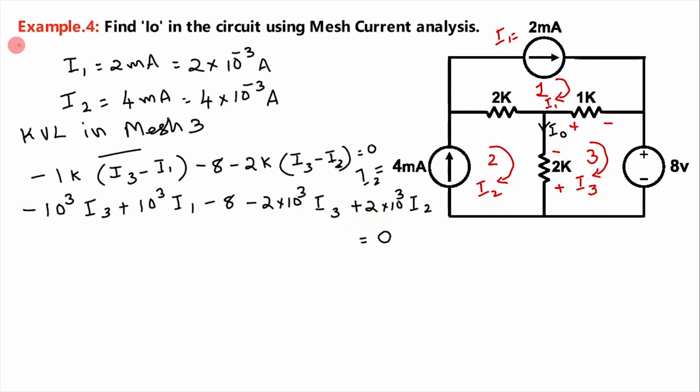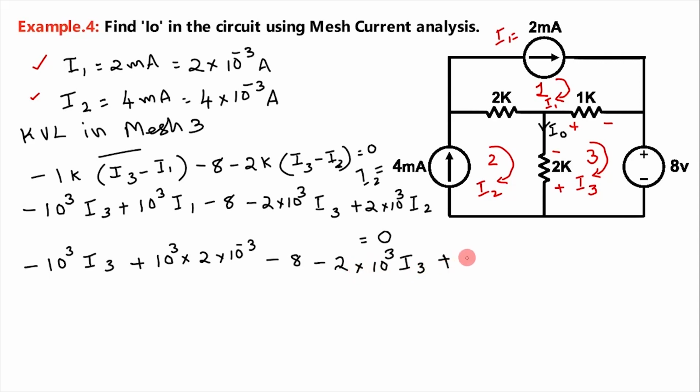But we know that I1 is 2 into 10 raised to minus 3 and I2 is 4 into 10 raised to minus 3. Applying here, minus 10 raised to 3 I3 plus 10 raised to 3 into I1, that is 2 into 10 raised to minus 3, minus 8 minus 2 into 10 raised to 3 I3 plus 2 into 10 raised to 3 I2, which is 4 into 10 raised to minus 3, is equal to 0. See here, 10 raised to 3 and 10 raised to minus 3 can be cancelled. Similarly here, this 10 raised to 3 and 10 raised to minus 3 can be cancelled.